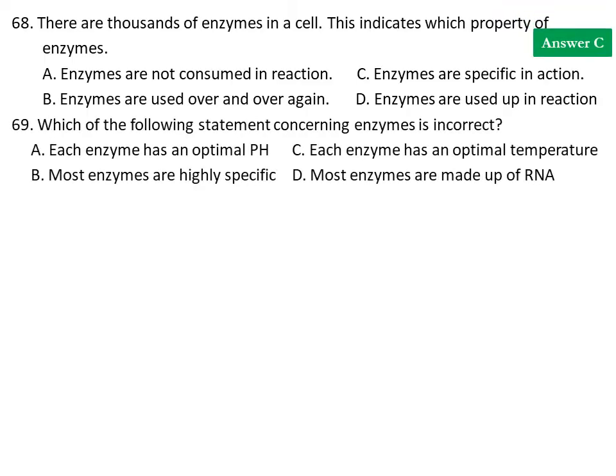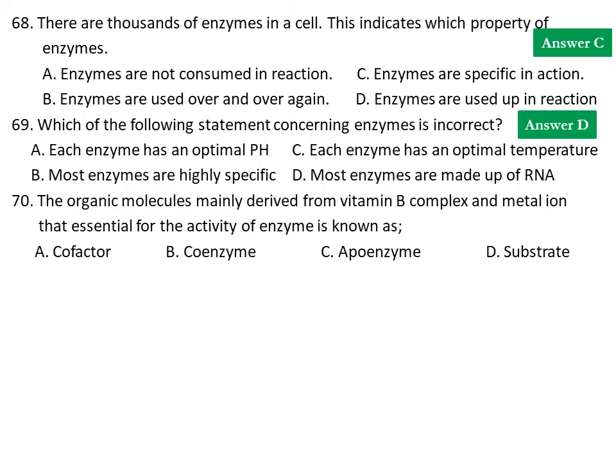Question number 69. Which of the following statements concerning enzymes is incorrect? A. Each enzyme has an optimum pH. B. Most enzymes are highly specific. C. Each enzyme has an optimum temperature. D. Most enzymes are made up of RNA. So the incorrect one is D. Most enzymes are not made up of RNA. Most enzymes are made up of proteins.